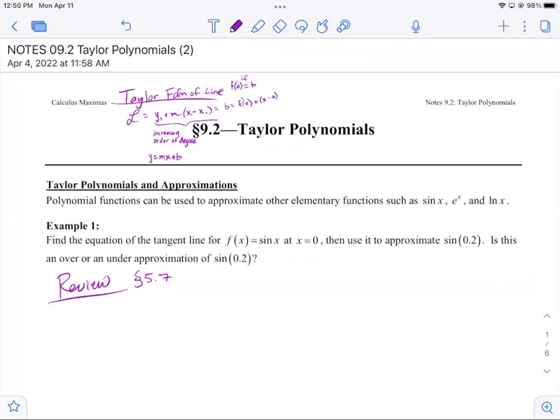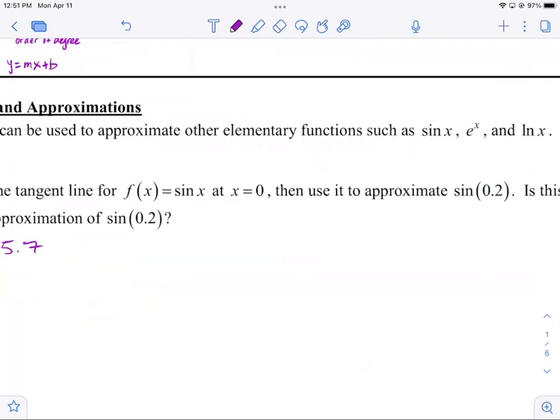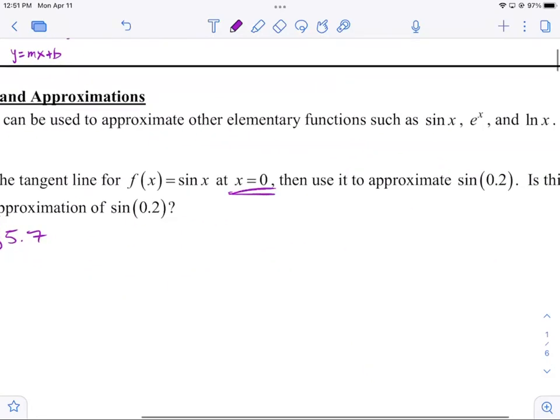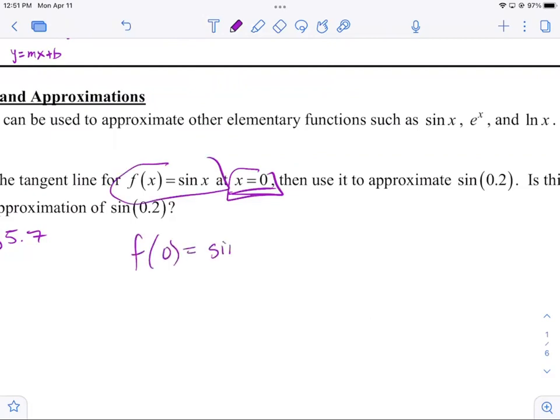All right, so here's what it says on example 1. Find the equation of the tangent line and use it to approximate sine of 0.2. So what do we need for the equation of a tangent line? Slope and a point, right? So let's go ahead and find the point. Here's the x value. Here's the function value. So what is f of 0? It's sine of 0, which is 0. So our point is the origin, 0, 0.